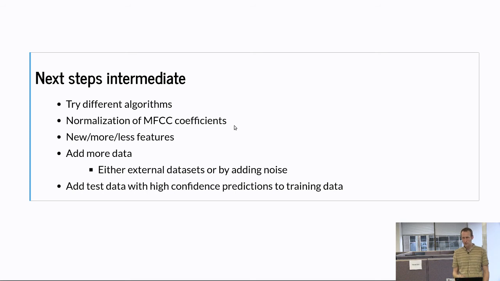So I don't know exactly how they'd be normalized, but definitely do some background reading, see what other people have done for that. It shouldn't be too difficult. Then add or remove features. Anything that seems to make sense, just try it out.